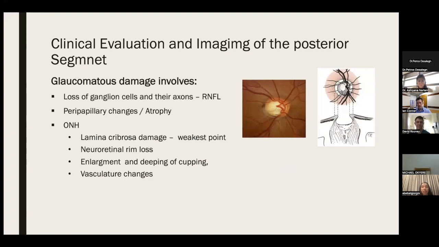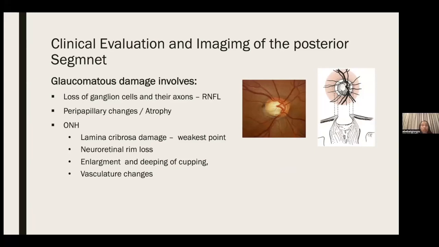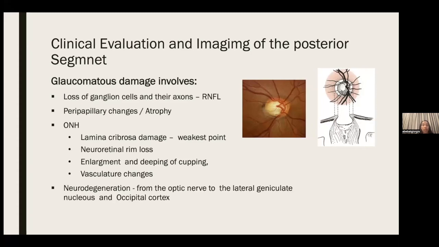Coming to the clinical evaluation and imaging of the posterior segment. Glaucomatous damage involves loss of ganglion cells and their axons, and there is peripapillary change or atrophy. Within the optic nerve head, there is a change within the lamina cribrosa, which is the weakest point, neuroretinal rim loss, enlargement and deepening of cupping, and vasculature changes. There is also neurodegeneration from the optic nerve to the lateral geniculate nuclei and also to the occipital cortex.